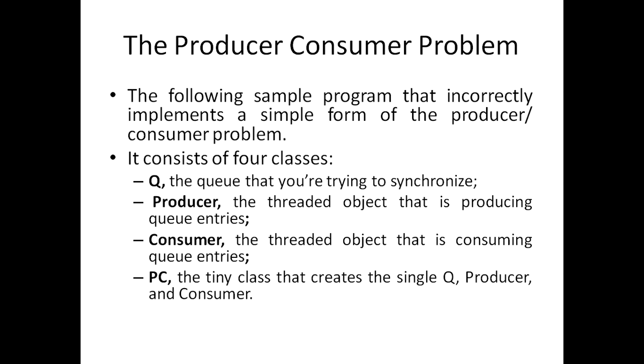First we'll write a program which has incorrectly implemented the producer-consumer problem, that is, without using these wait, notify, and notifyAll methods. We'll see what exactly the problem is that we face in that program, and then we'll include wait and notify methods in the same program so as to synchronize between the producer and the consumer. This program consists of four classes.